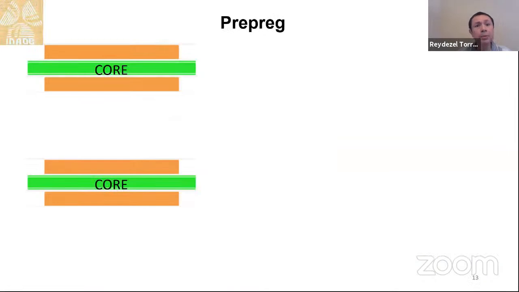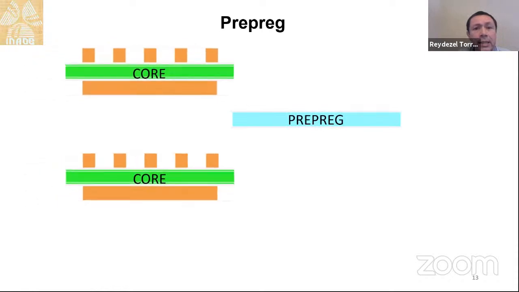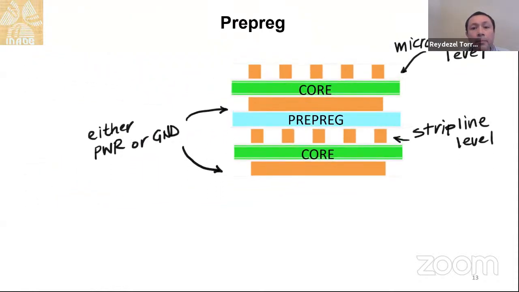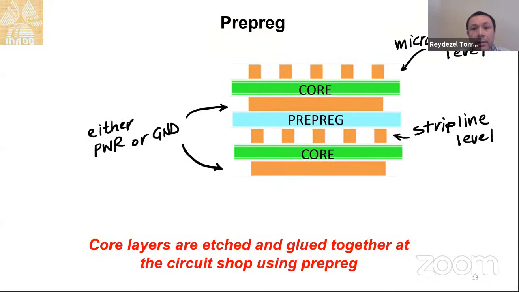So if we want to build a multi-layer PCB, it is necessary for us to etch each one of these cores, these different two-sided boards, and then we can stick them together using a material called prepreg. Prepreg allows us to maintain this join so that we can implement a PCB of several layers.